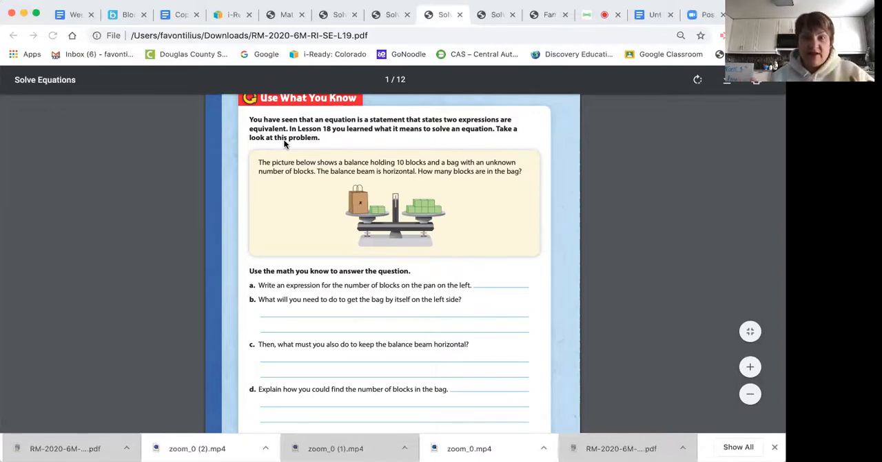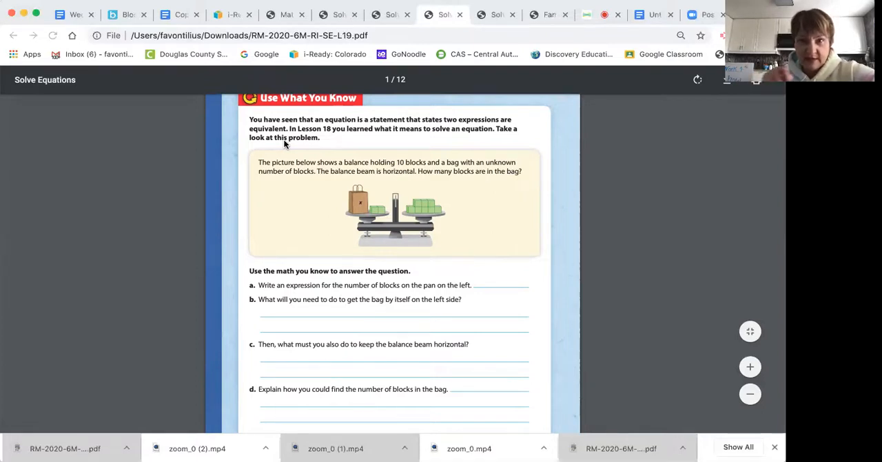Okay, so we're going to take a look at this problem, and then I'd like you to pause, or I might be pausing for a moment because I want to get my paper down and I want to see if I can kind of figure out what it means. And remember, to read a problem, you should read it about 3 times. So the picture below shows a balance holding 10 blocks and a bag with an unknown number of blocks. The balance beam is horizontal. How many blocks are in the bag?